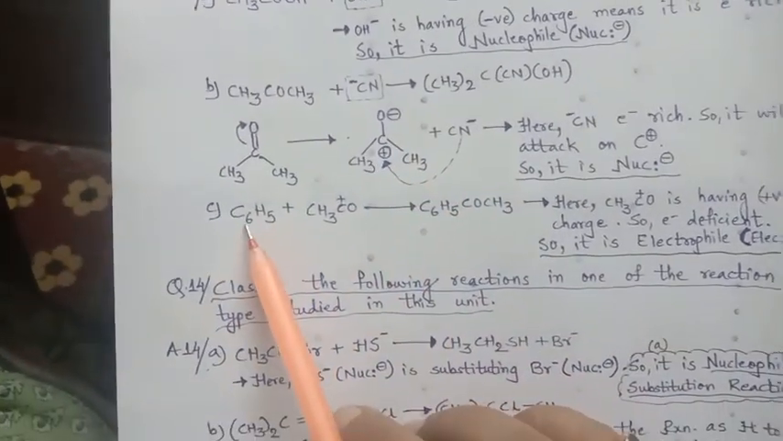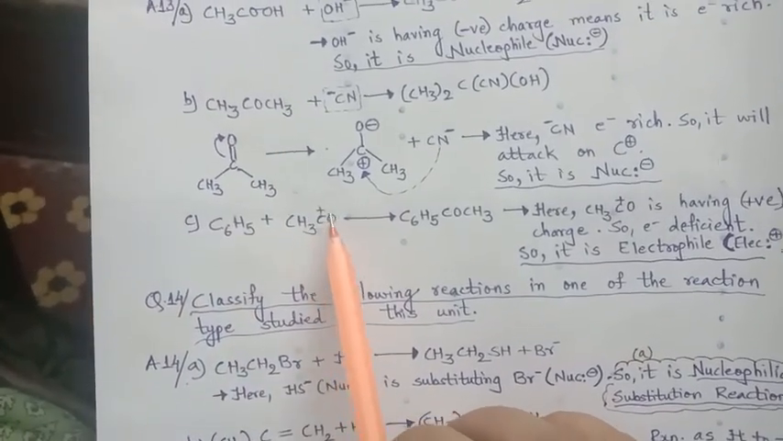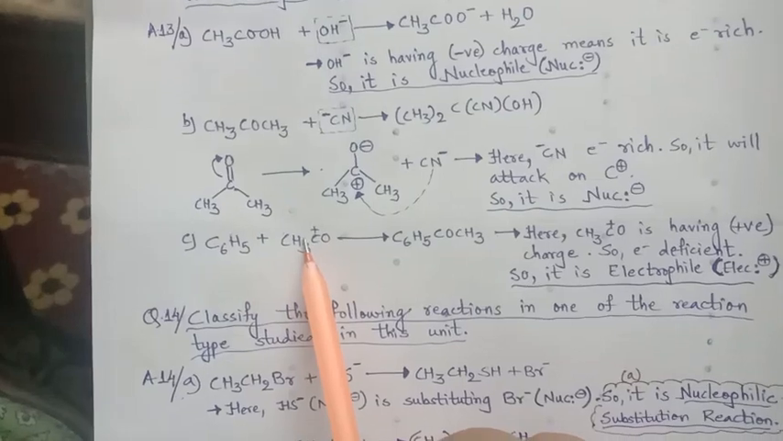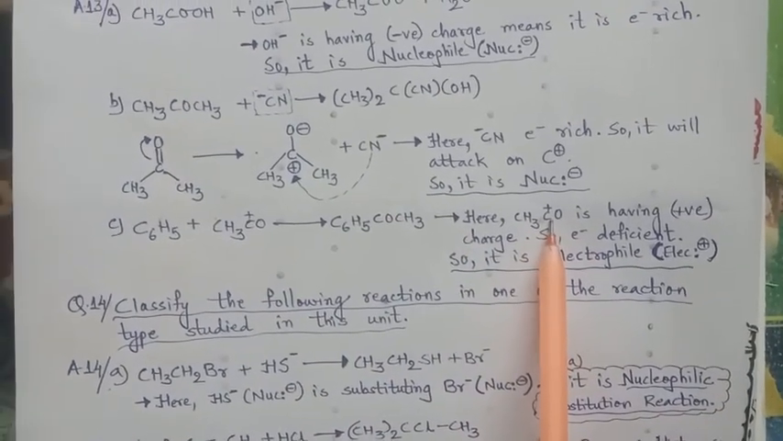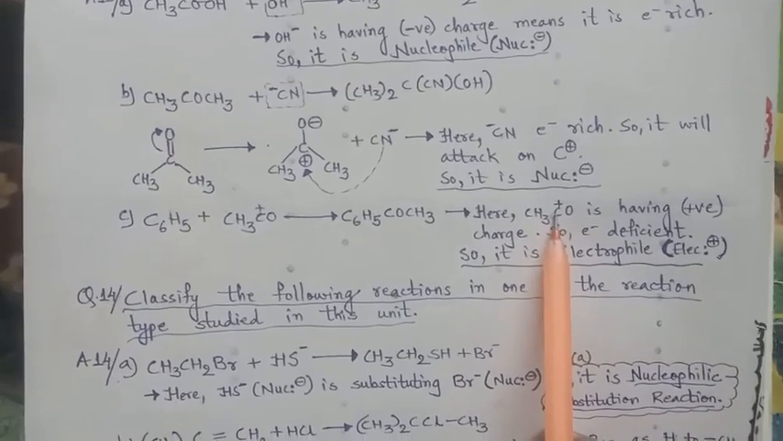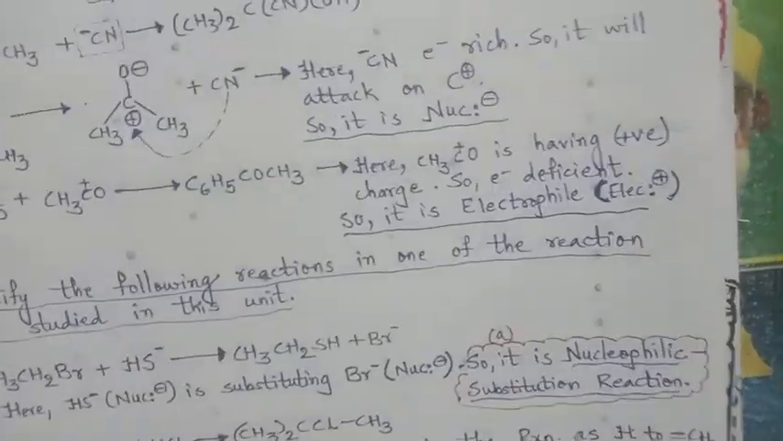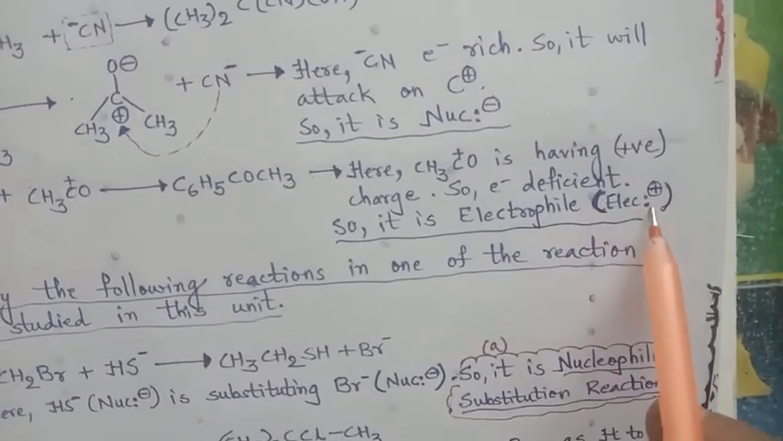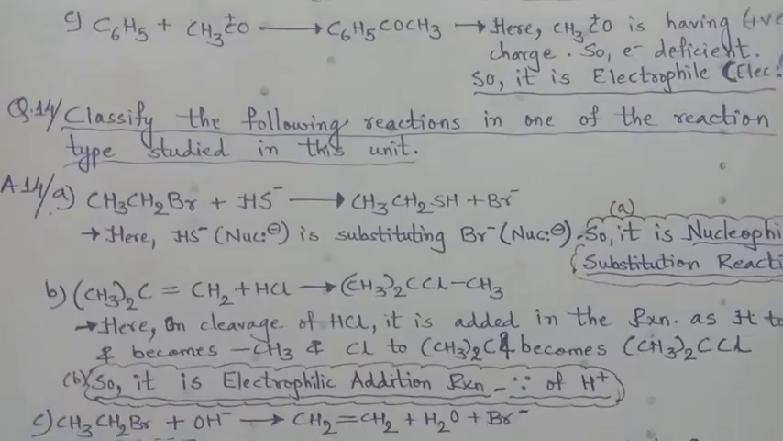And so as it is going towards the positive, it is a nucleophile. Clear? The next is C6H5 plus, CH3C plus O. Again here is a carbocation. So here you see a positive charge. That means it is electron deficient. It wants electrons. So it is an electrophile. And the abbreviation is E with double dots and a positive sign, which is read as electrophile.